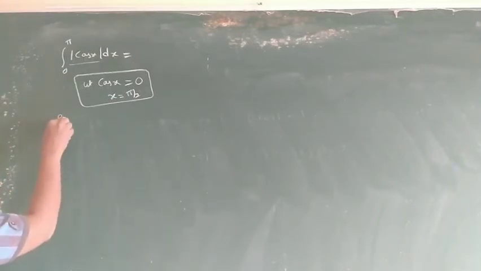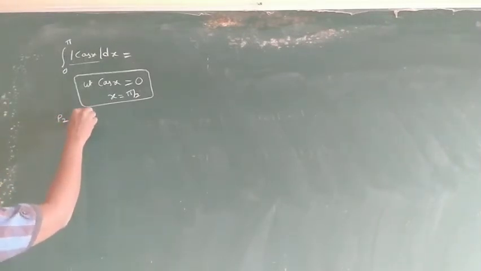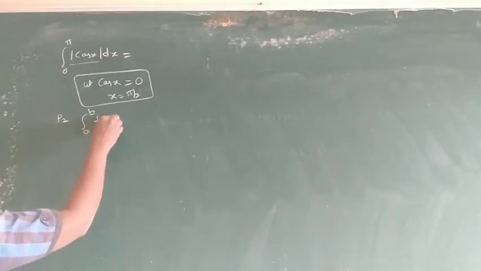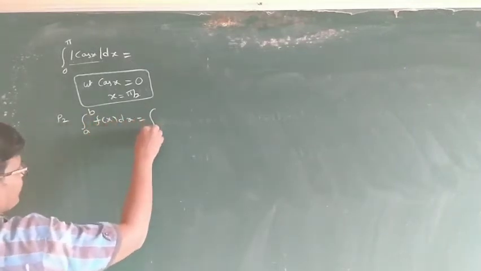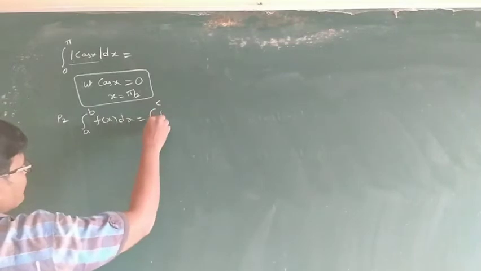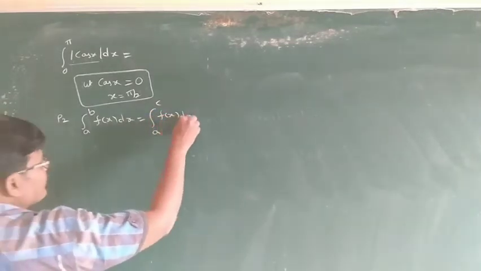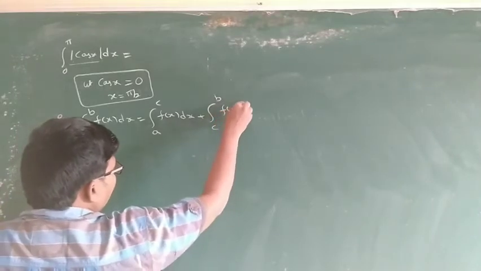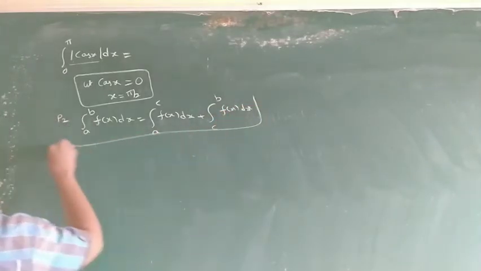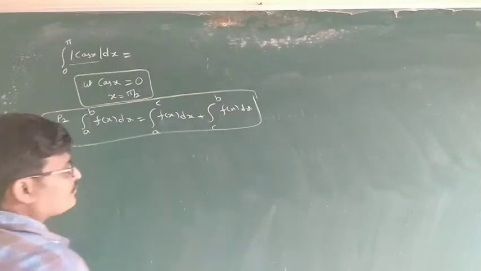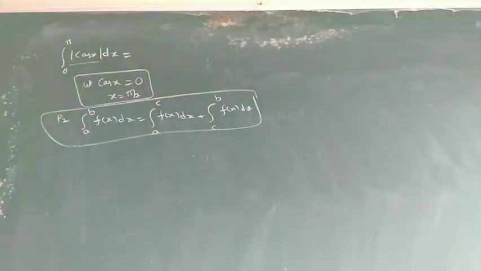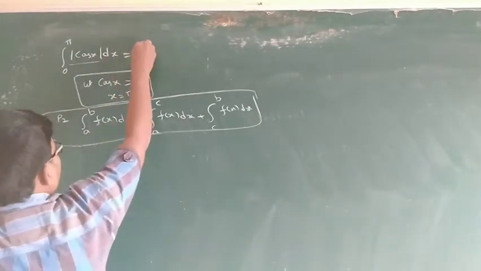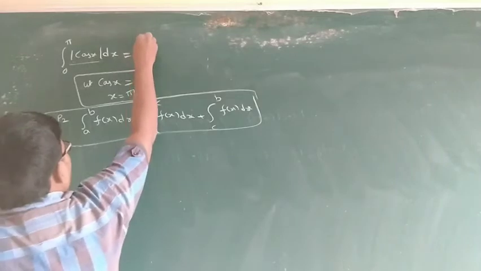P2 property: integral a to b f of x dx is equal to integral a to c f of x dx plus integral c to b f of x dx. This is the P2 property. We have to apply the property P2. So here c is equal to what? Pi by 2. So this integral converts into 0 to pi by 2.